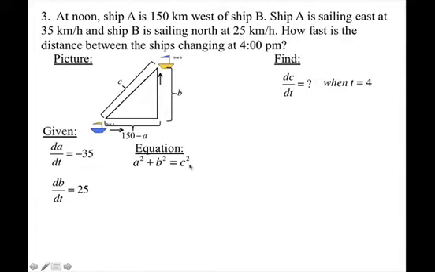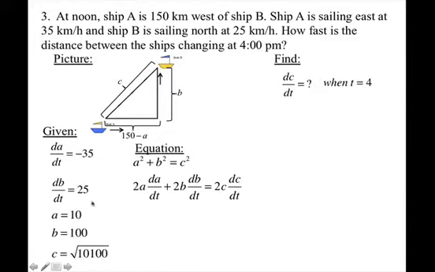So I'm going to use the Pythagorean theorem to relate my variables. I can go ahead and take the derivative of each. I need to find the value of A and the value of B and the value of C when t equals 4. So in order to do that, I know that every hour A is decreasing its distance by 35 kilometers per hour. So that means after 4 hours, I'm going to have 150 minus 4 times 35, which will give me 10.